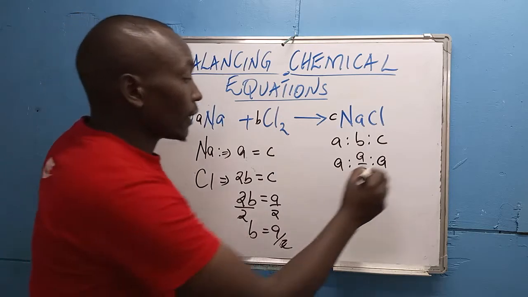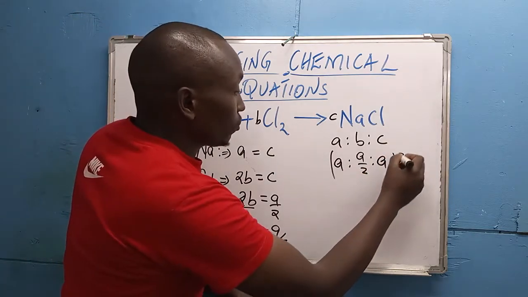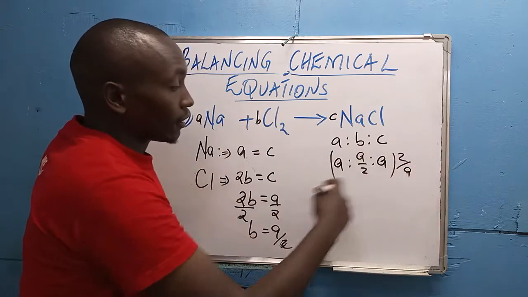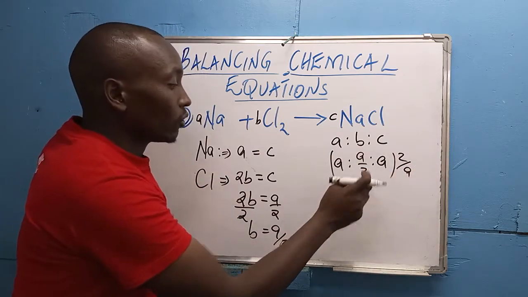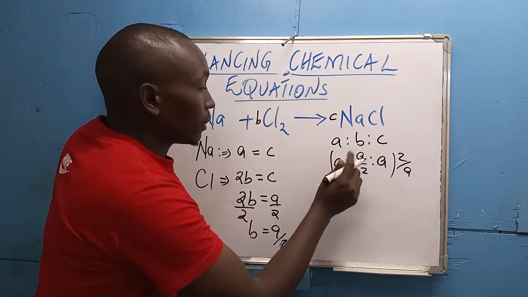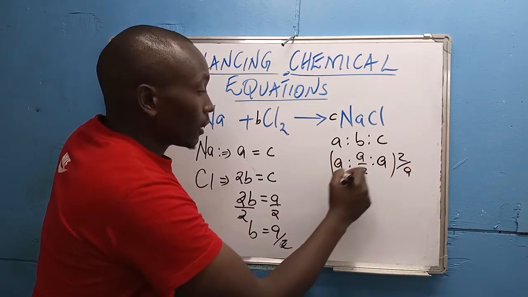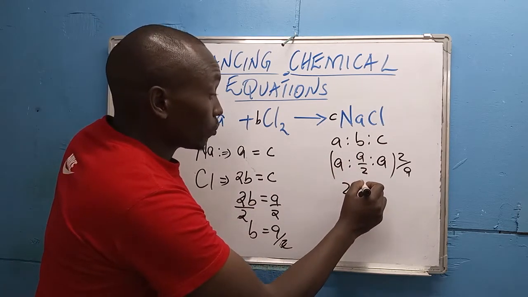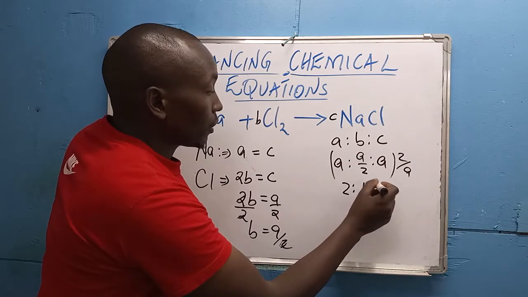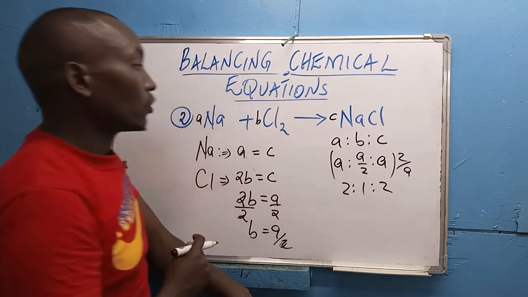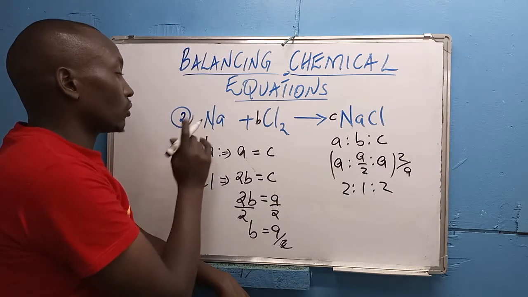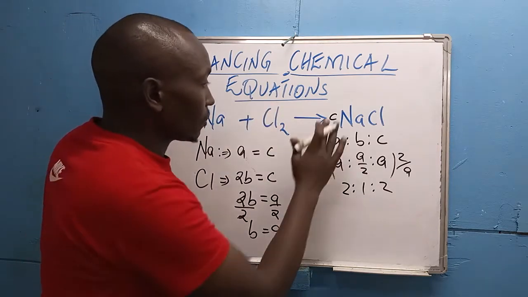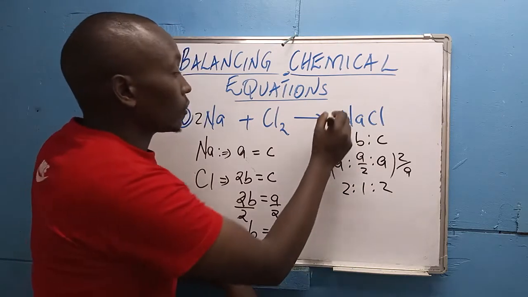So with that, I can now multiply by 2 over A. What exactly I'm trying to do is to eliminate the A's and, of course, the denominator here. So if you open the bracket, this automatically will be 2. Good. And then this will be equal to 1, and this one will be equal to 2. Good. Now I have the ratios. This is 2. This is 1. If it is 1, it's not a must you write it. And this one is 2.